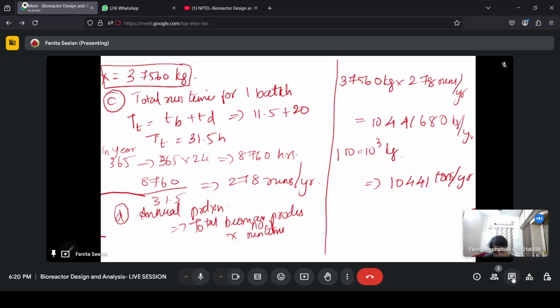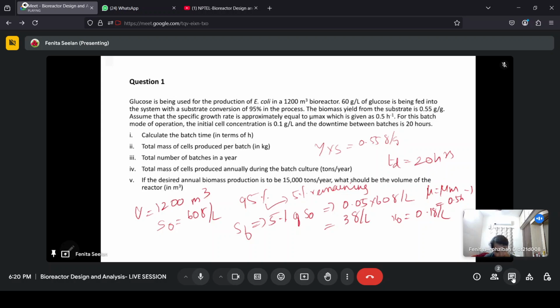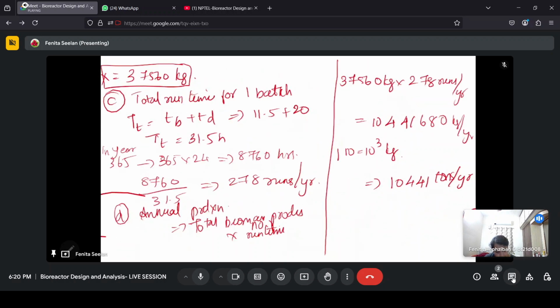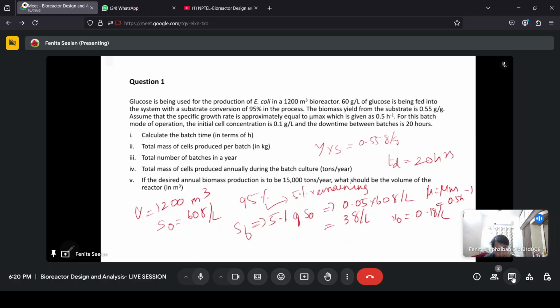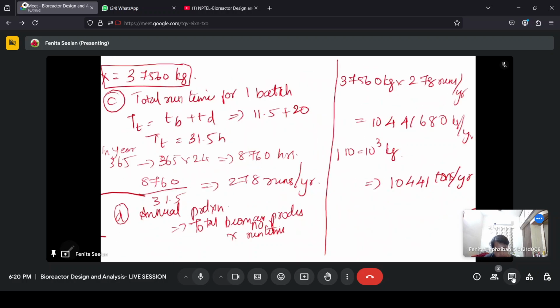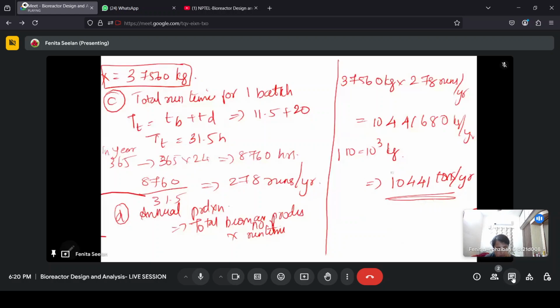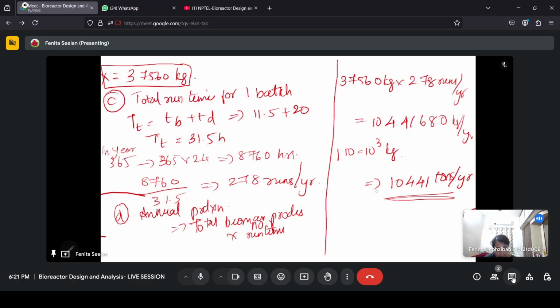So what else is asked? If this is the annual biomass which will be produced for the values which they have given, now it's been asked that if the desired annual biomass production is set as 15,000 tons per year only, what should be the volume of the reactor in terms of meter cube? So now they have given this value and they are telling that it is to be set as 15,000 tons per year. How much would be the reactor volume?